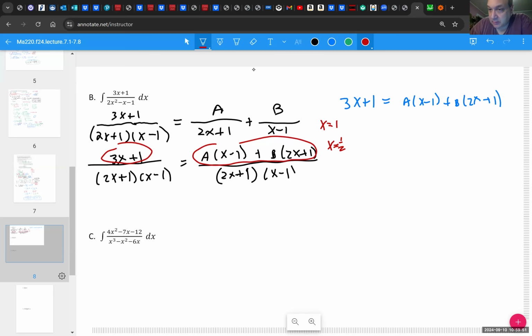times a half, oh no, it has to be negative half, doesn't it? 2 times a half is 1 plus 1 doesn't give me 0. So x would have to be negative 1/2. I'm going to move it down a little bit. How about that? x has to be negative 1/2 for the other one.